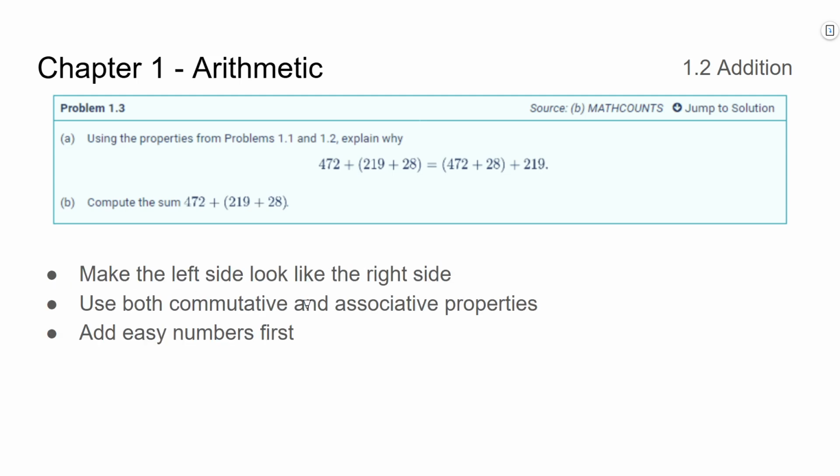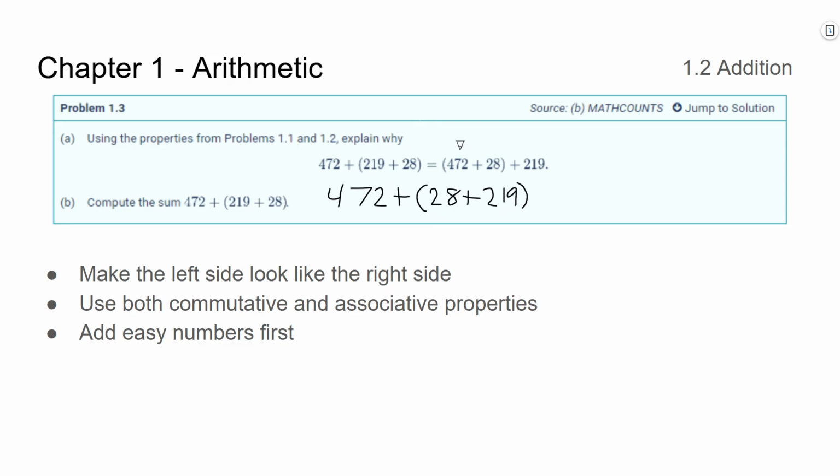All right, so the first thing we need to do is make the left side here look like the right side. So there's a couple of properties that we need to use to get there. First, let's go ahead and swap the order. We'll use the commutative property to swap the order of these two. So this is going to become 472 plus. Now let's swap the order of these two. We know we can do that with the commutative property. So let's do 28 plus 219. Okay, so we used the commutative property there.